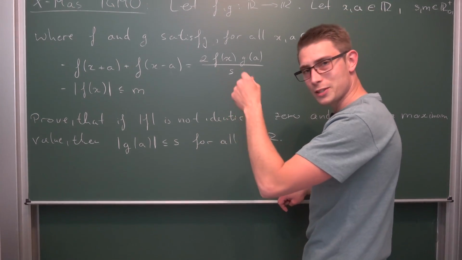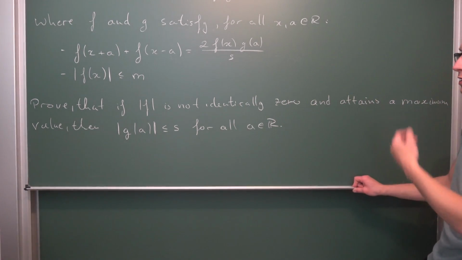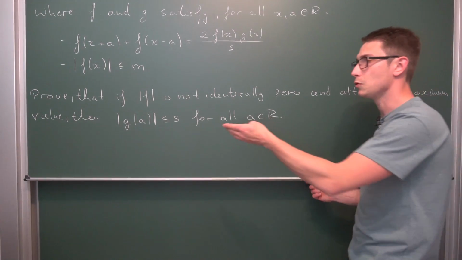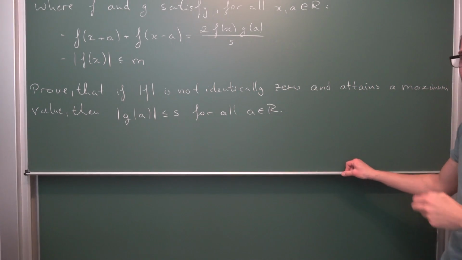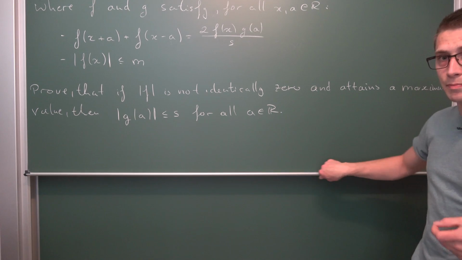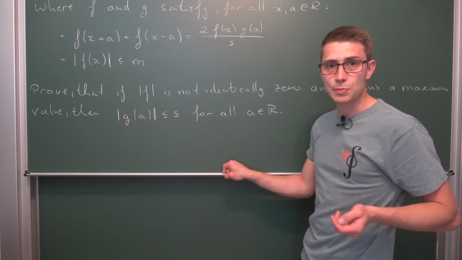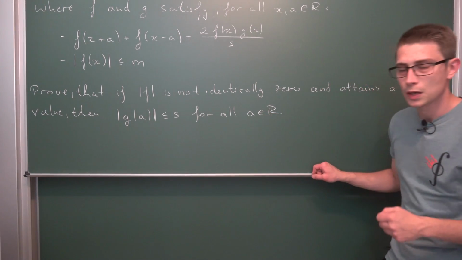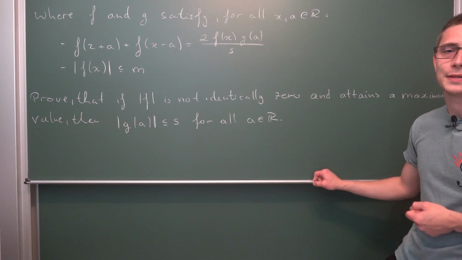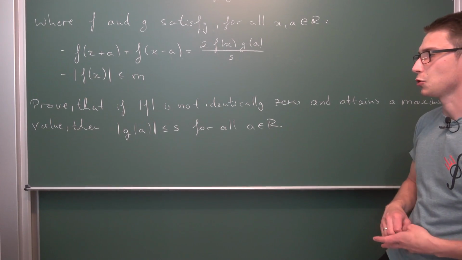That's a mouthful. Also, the second condition is that the absolute value of f is always less or equal to our positive constant m. Now, what we need to prove in our question is that if the absolute value of f is not identically equal to 0 and it attains a maximum value, then the absolute value of g of a must always be less or equal to s for all of our real inputs in g. Yeah, does look rather scary, but it's actually rather doable. And now we are going to dive right in, and I hope you're going to enjoy the video.